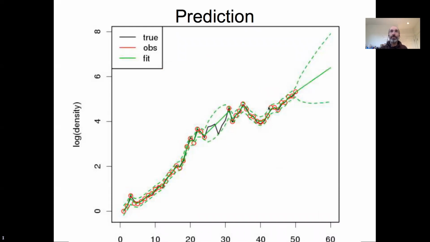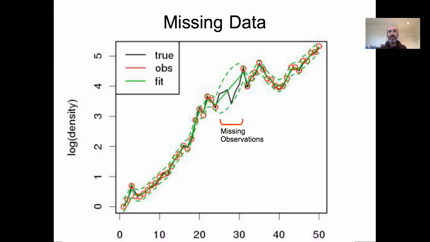I guess before we get to prediction, I want to note that in this case, even though we can't capture the wiggles in the true state of the system over the missing data, we actually have a confidence interval that does a very good job of containing all the true observations.